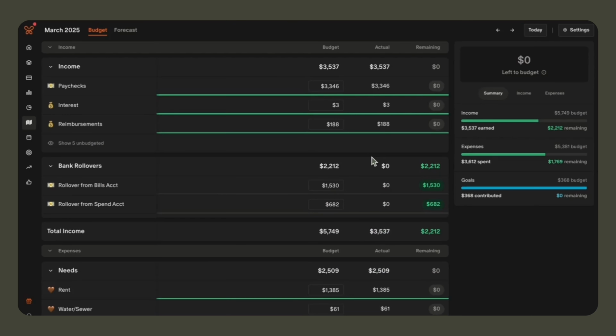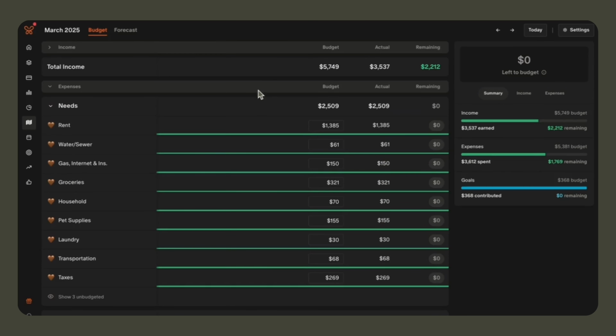And then for my bank rollovers, this is the money that is left in my bank accounts before the next month comes. I had $1,530 in my bills account and $682 in my spending account. And we're going to close up income and go on to my expenses, starting with the needs group.